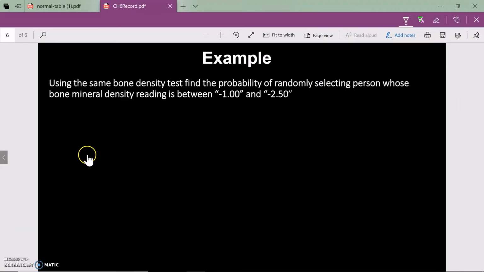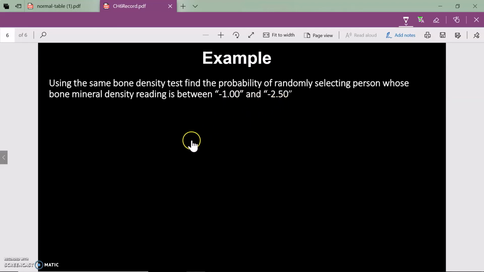So let's see the last example in this video. Using the same bone density test, find the probability that a randomly selected person has a bone mineral density reading between -1 and -2.50. And remember that if the bone mineral density reading comes out in this range, it means there is a presence of osteoporosis. This person is having this disease.